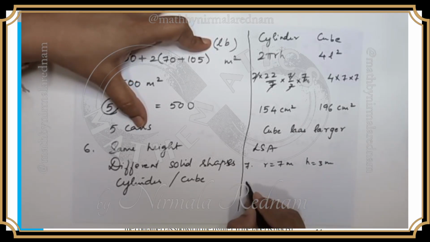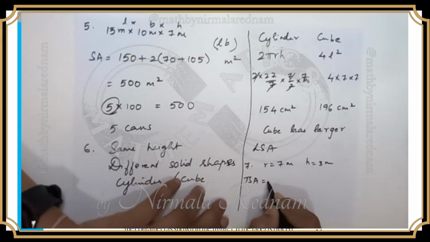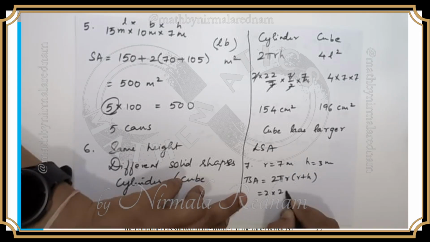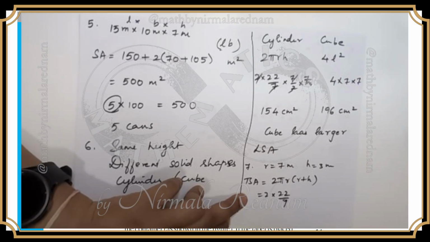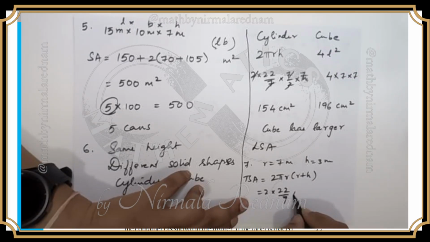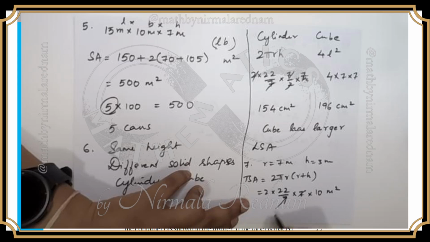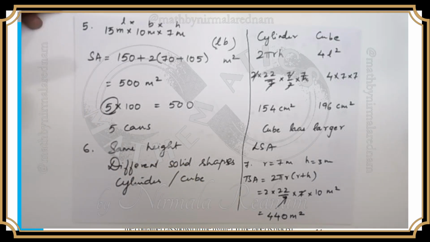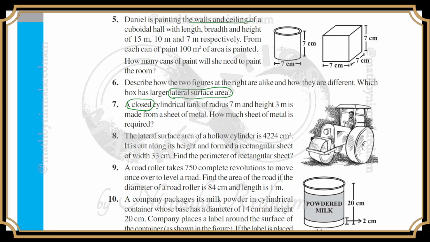And what is the total surface area formula? 2 pi r into r plus h, right? So 2 into 22 by 7 into r is 7, r plus h is 10 meters square, right? I can cancel these two. I have 440 meters square. So that is my total surface area, and that is the amount of metal sheet that is required.